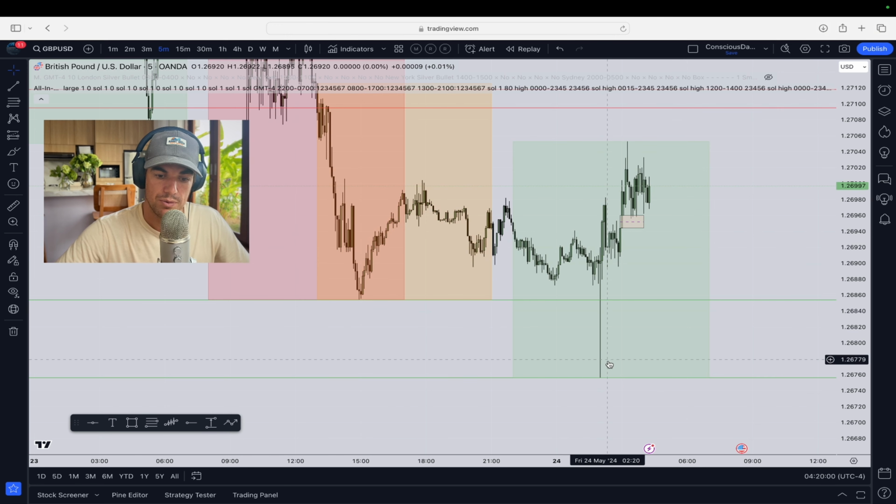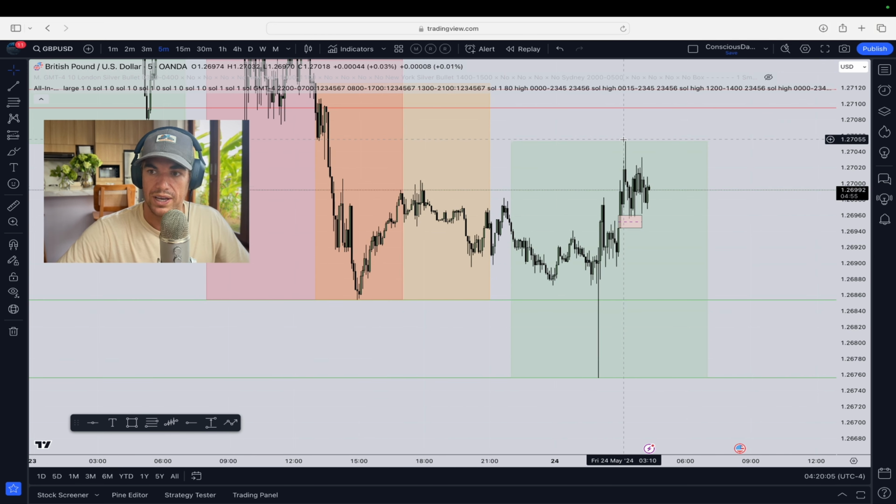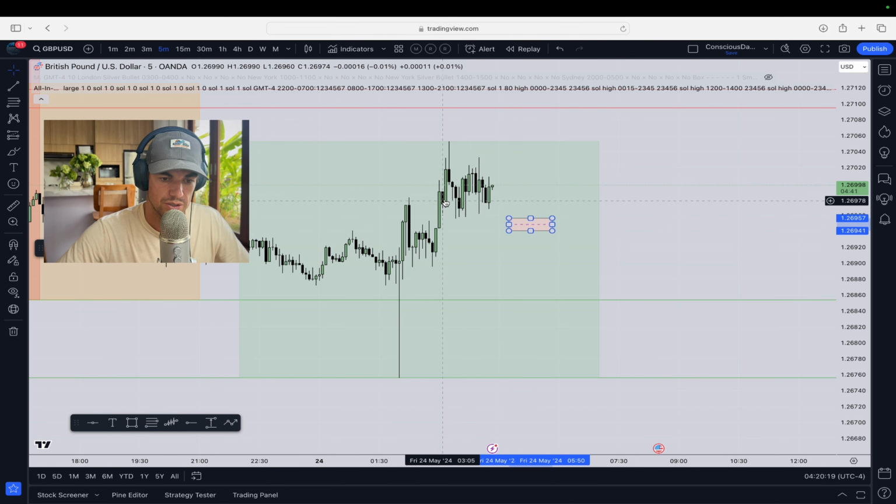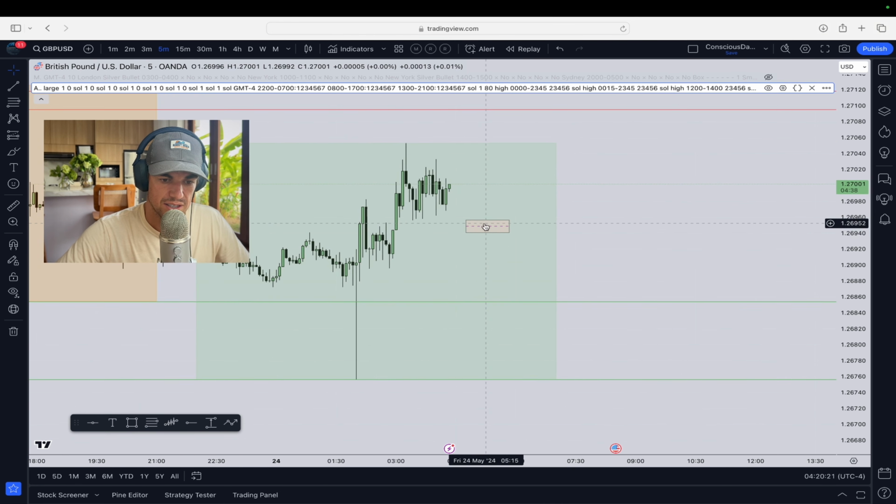So we had a run below these two sessions, and then we had a pushback all the way to create a new high. Now, can we see any fair value gaps here? No. The first fair value gap came from this one, two, three candle. One, two, three. So that is the fair value gap.